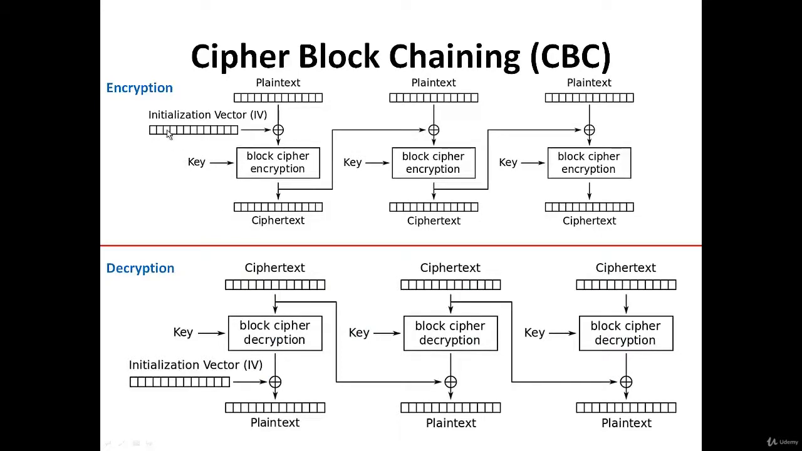Here there is an initialization vector. Basically it's a random number. The plain text is XORed with the initialization vector, and whatever the output is goes into the block cipher encryption with a key, and the ciphertext is generated. The ciphertext generated in the first step is used for the next part of the information. So for example, if each block is of size n and my information is of size 3n, then the plain text is broken into n blocks, and one n block is encrypted at a time.